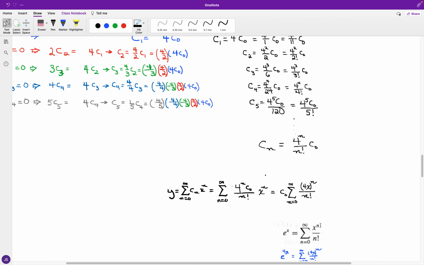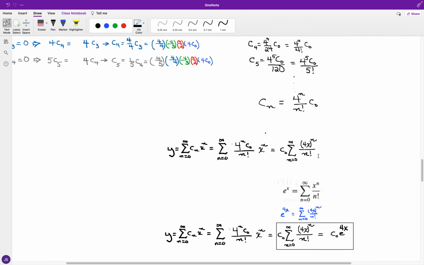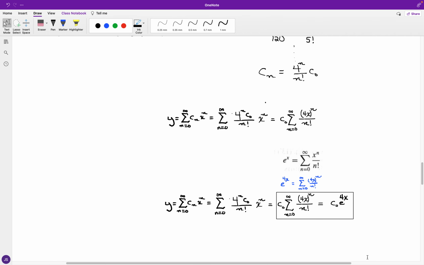And if you notice, we have a base to the n power over n factorial. And guess what? This summation is going to be referencing what we have for e raised to the 4x. So in summation terms, we have the constant c naught times the summation as n goes from 0 to infinity of the quantity 4x to the nth all over n factorial. And this will be equal to c naught times e raised to the 4x.